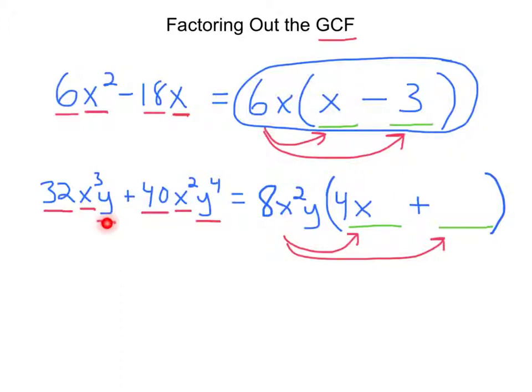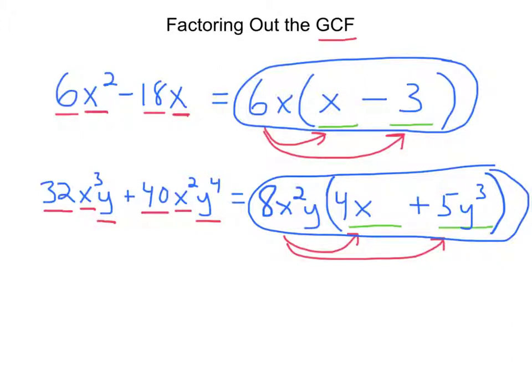And then we do the same thing for the second term. So 8 times 5 would be 40. And x squared, we already have an x squared pulled out, and we want to end up with x squared, so we wouldn't multiply by any x's at all. And then y to the first times y cubed would equal y to the fourth. And so that would be your answer.